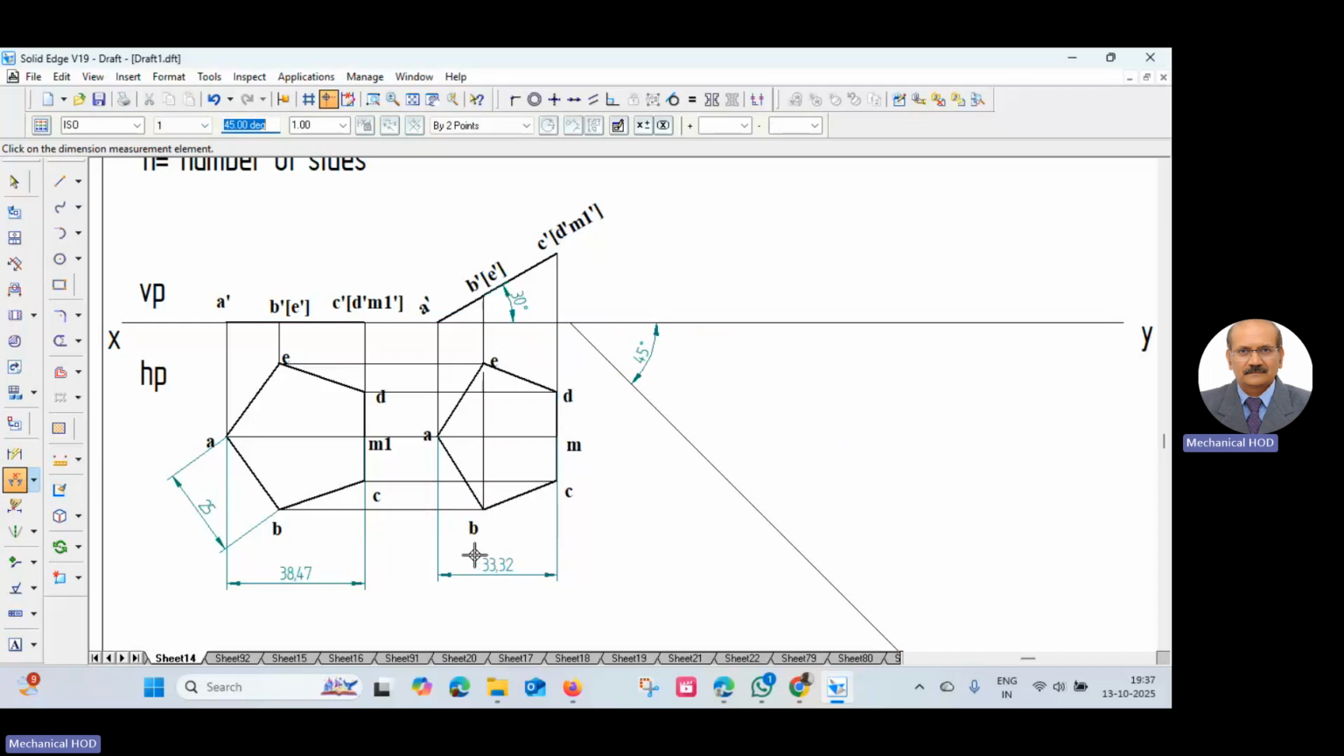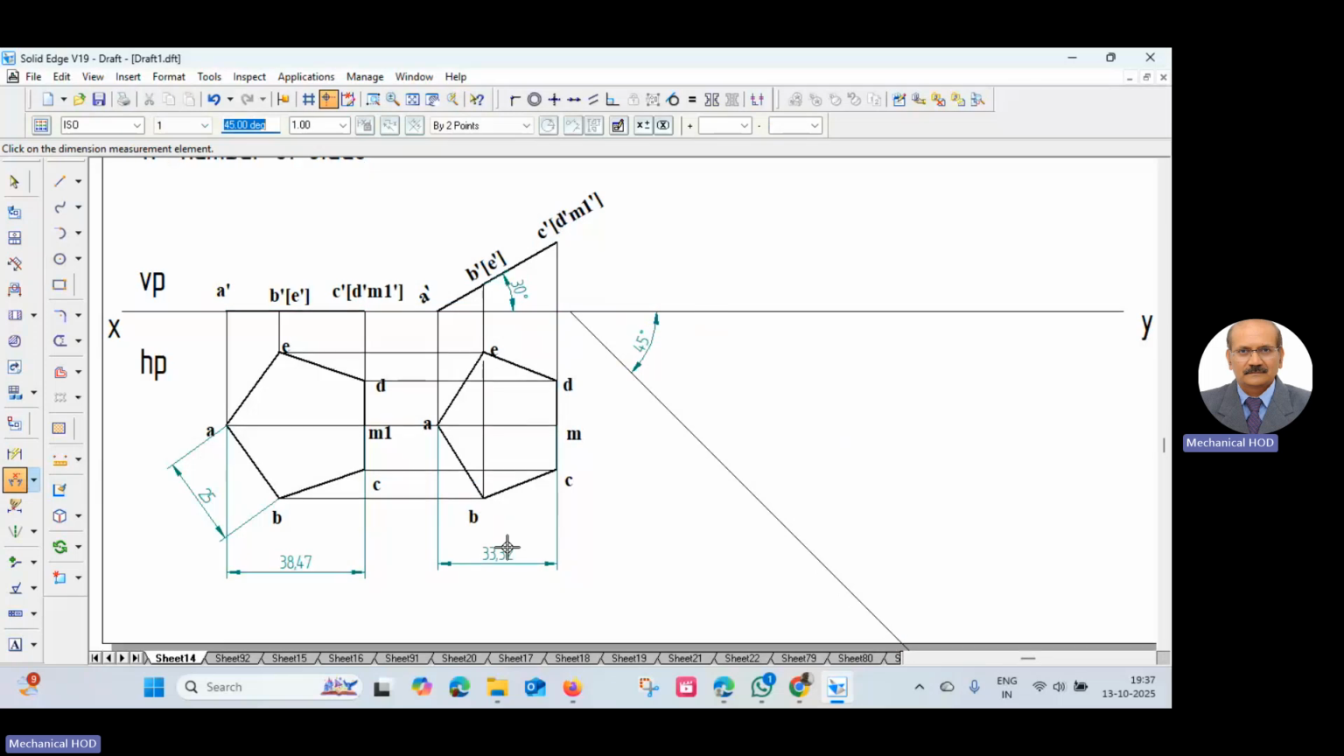In such cases, what you have to do? You have to find out one more angle. That angle is called beta angle. And this question is called beta angle question. Let us see how to find out one more angle.